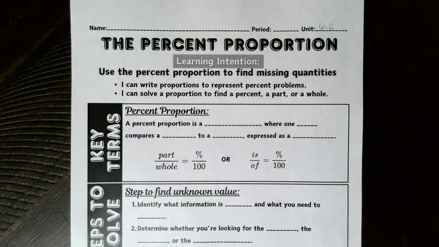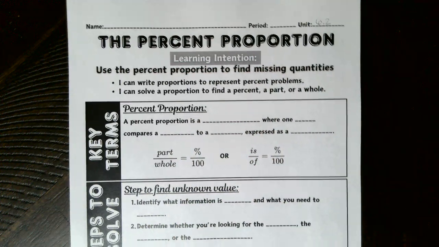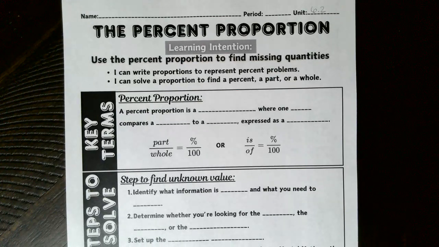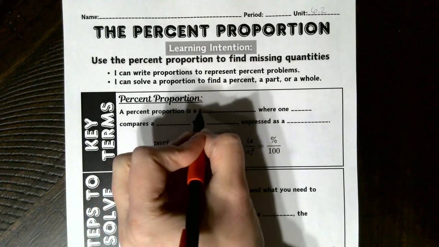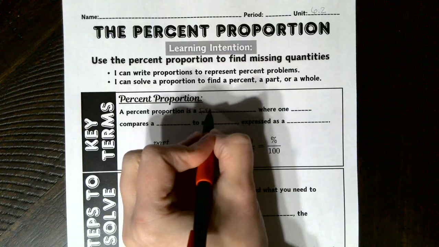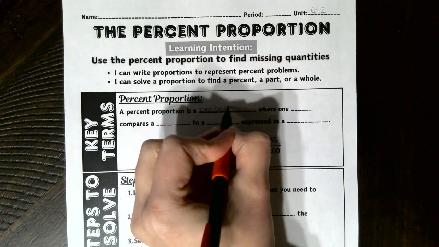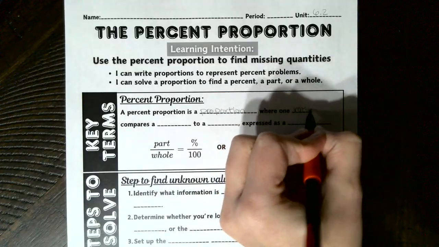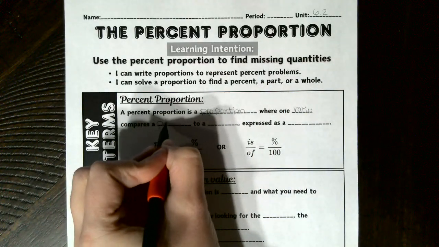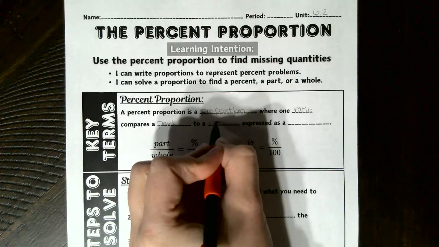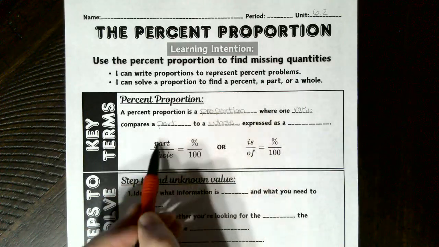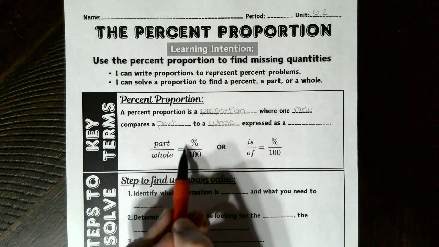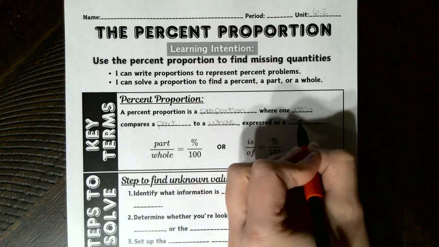Okay, so our key term here is percent proportion in this section. So what does that mean? A percent proportion is a proportion where one ratio compares a part to a whole, so a part to a whole, expressed as a percent.